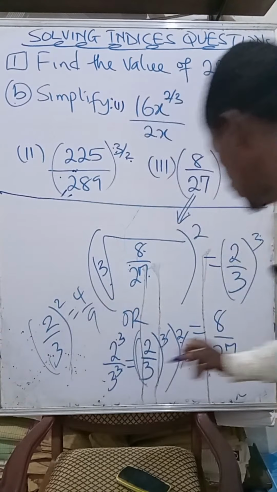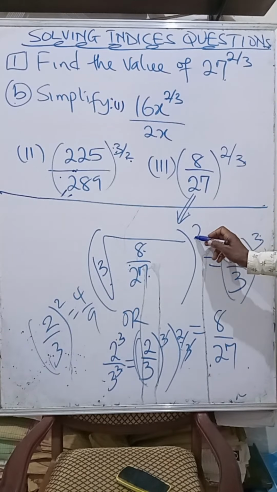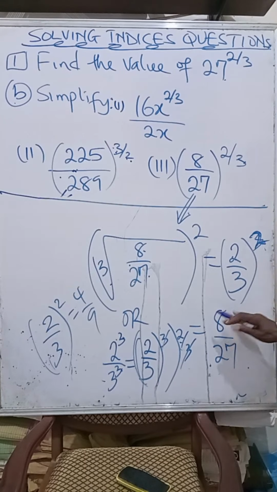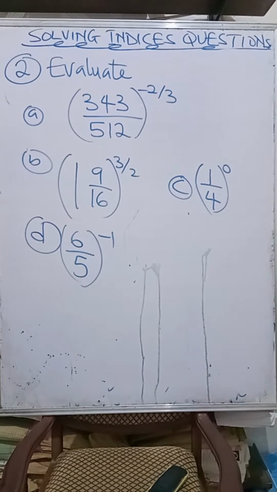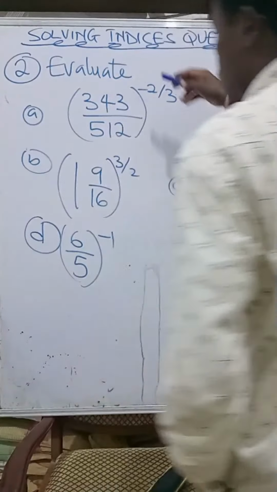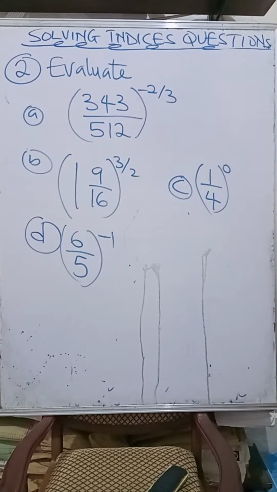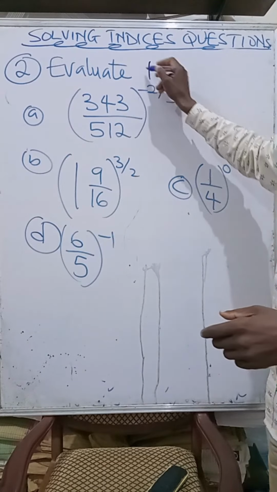There's a little mistake here. This is 2, not 3. So this is power 2. This is power 2. So 2 square, that's a 4. And 3 square, that's what? That's a 9. Okay? So evaluate the following.